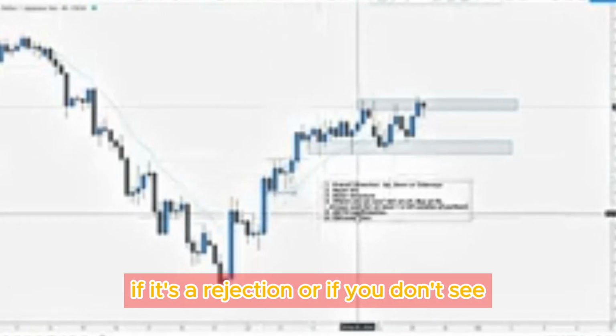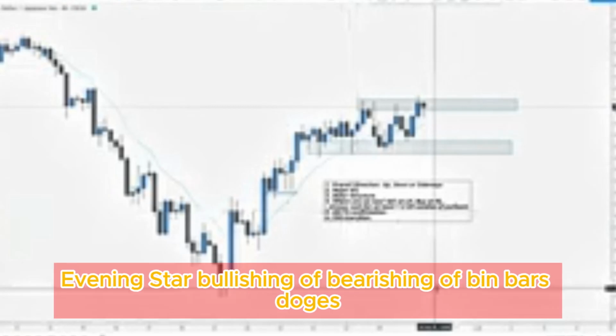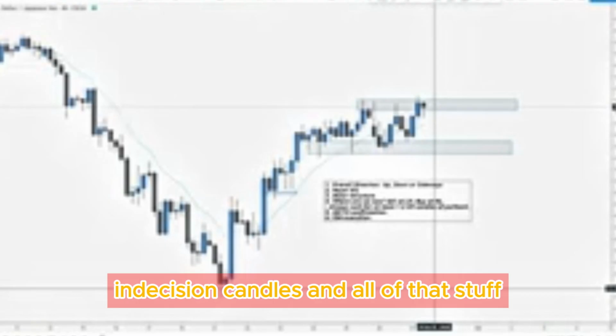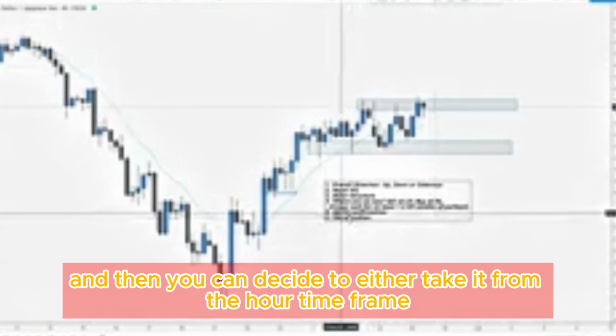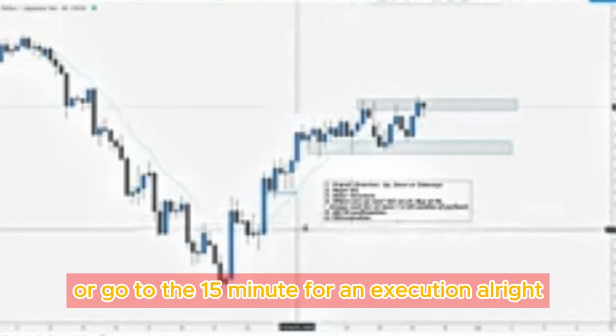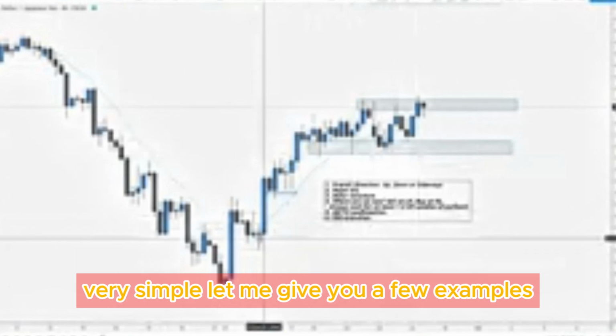Or if you don't see it, then you can go to the hourly time frame to have a look at morning star, evening star, bullish engulf, bearish engulf, pin bars, dojis, indecision candles, and all of that stuff. That works pretty nice. And then you can decide to either take it from the hourly time frame or go to the 15-minute for an execution. Alright? Very simple. Let me give you a few examples.